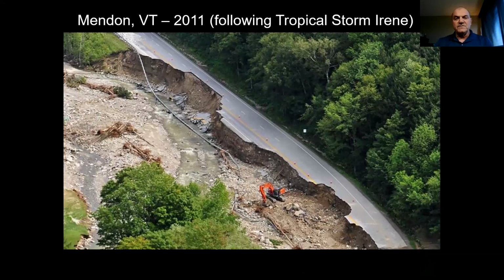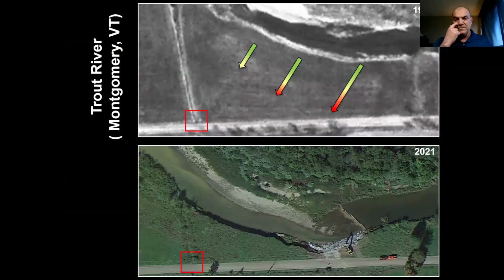This dynamic nature of rivers, we largely don't even see happening, don't appreciate that happening until it impacts us in terms of roads washing out, as here in another part of Vermont in 2011 during Tropical Storm Irene.